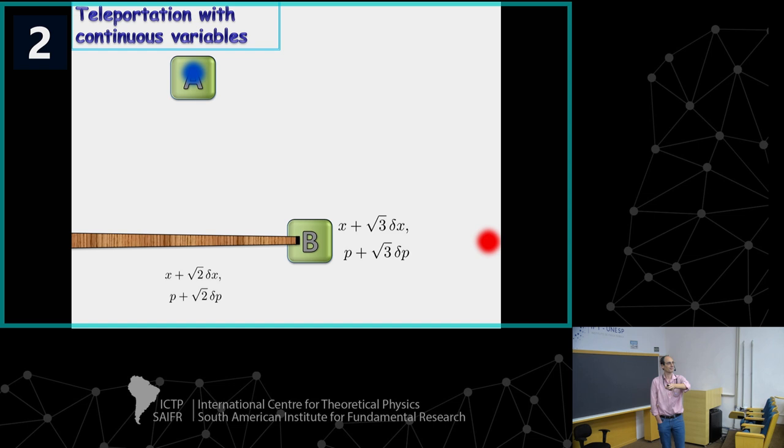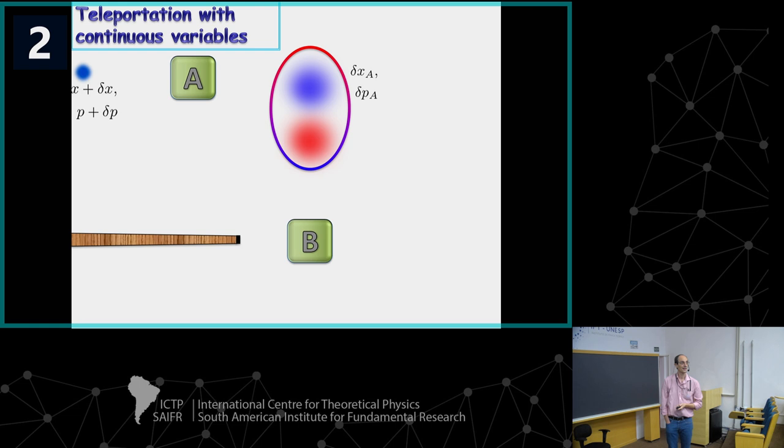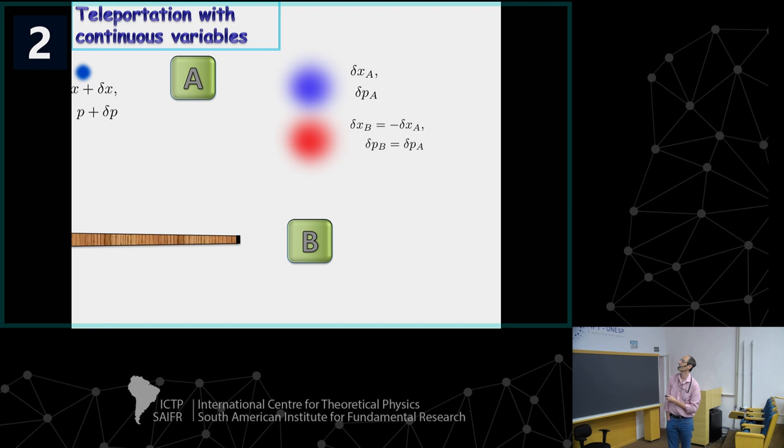But you can play differently with entanglement. So you have here two fuzzy detection systems, but they are perfectly correlated. To be perfect, it would occupy the whole wall here. They are entangled, so fluctuations in position in B are anti-correlated with the fluctuations in A. Momentum in B is correlated with momentum in A.